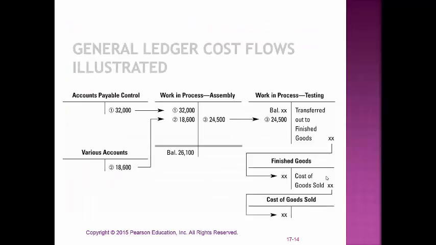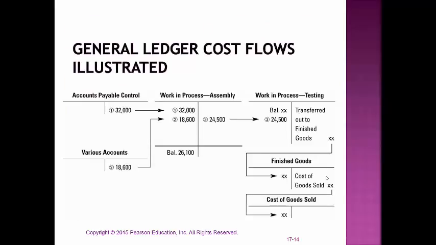Okay. Again, if you wanted to see how the T accounts look for the general ledger and the cost flow, we've got our work in process account that those values would have been debited into for the direct materials and the conversion cost.